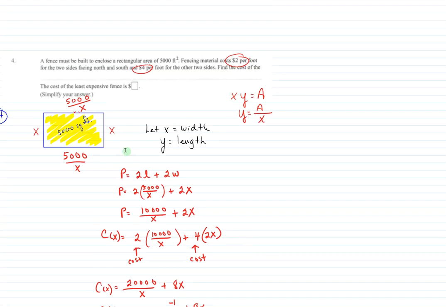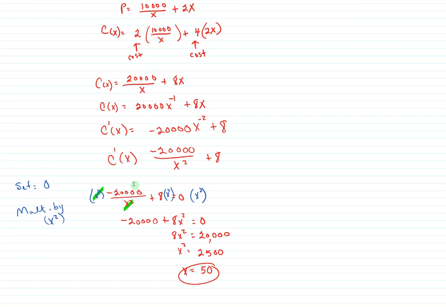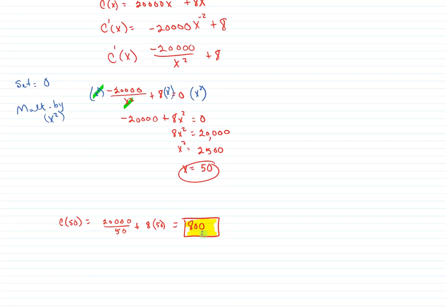Now, it wants to know, so my x is 50 for that cost. The cost of the least expensive fence, I need to do c of 50. So that's 20,000 over 50 plus 8 times 50 is 800. So that is your final answer. That is the cost of the least expensive fence. The x value that gave us the minimum when we did the derivative equal to 0 was 50. We plugged that into our cost function. That was here. And we got 800, which is your final answer.